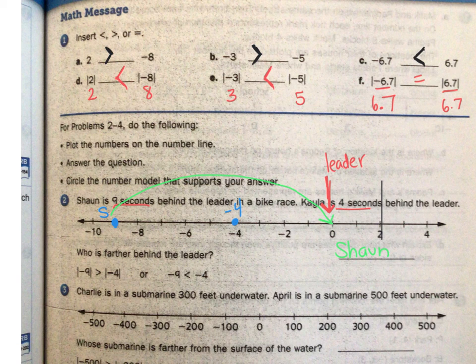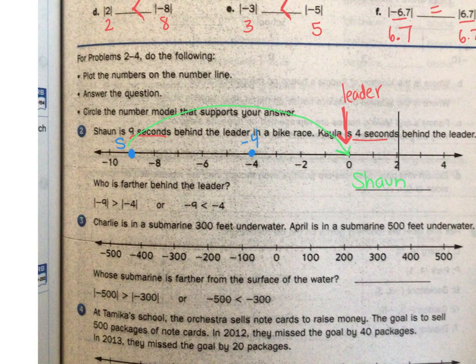Now, when we look at both of these inequalities here, the absolute value of -9 is +9. The absolute value of -4 is +4. 9 is greater than 4, I agree. If we look at the other one, -4 is greater than -9. So both are true sentences. But because we want to know who is a greater distance and who is farther behind, that's a bigger distance, we have to use the absolute values in order to tell us who is a greater distance behind.